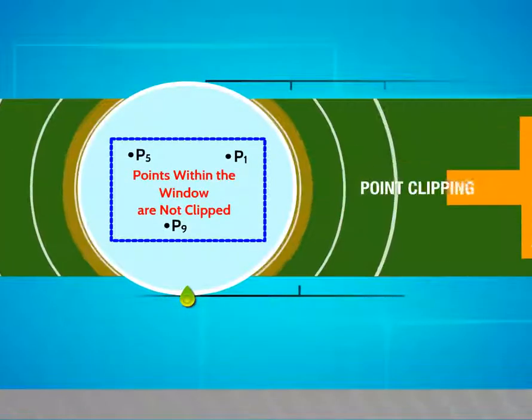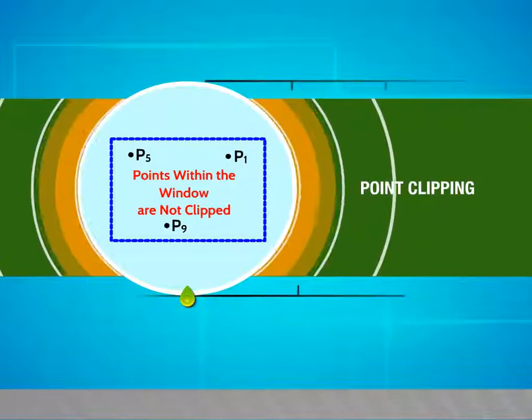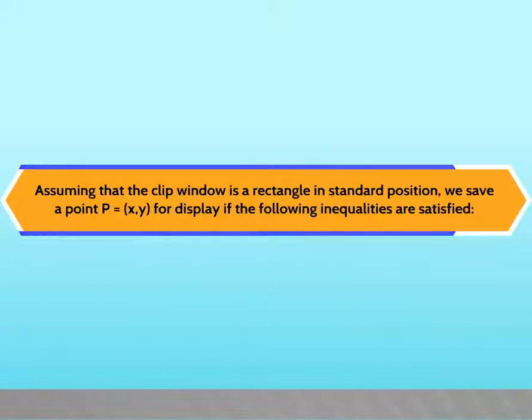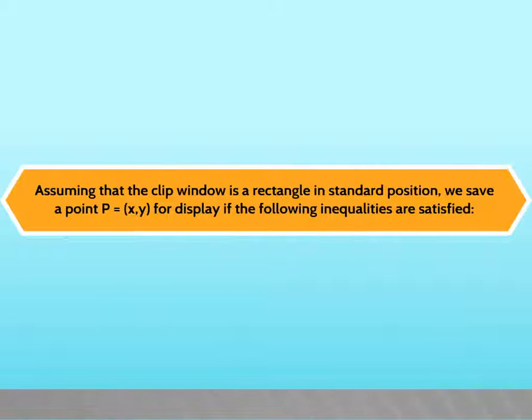Point clipping. In this video, we are going to see about point clipping. Assuming that the clip window is a rectangle in standard position, we save a point P equal to x, y for display if the following inequalities are satisfied.